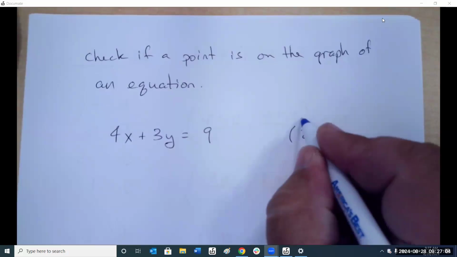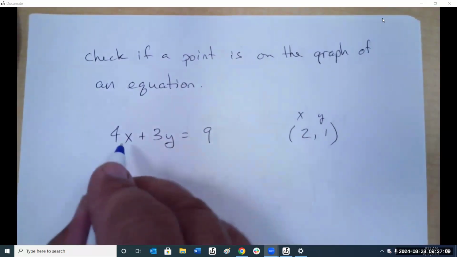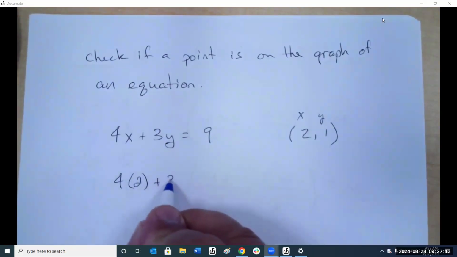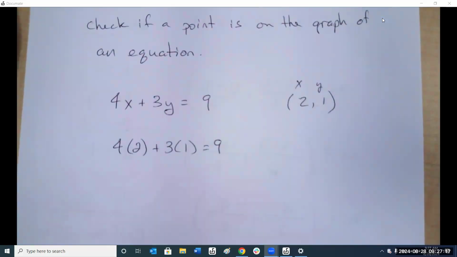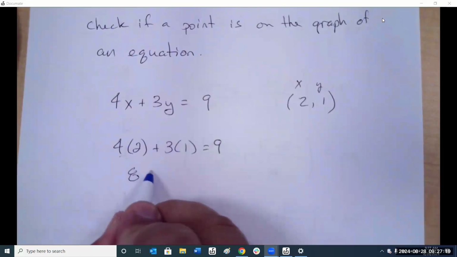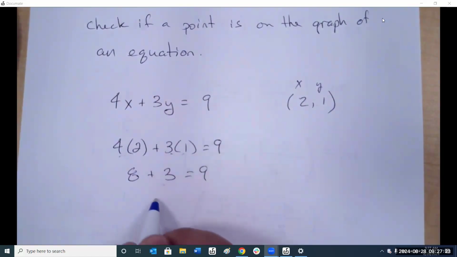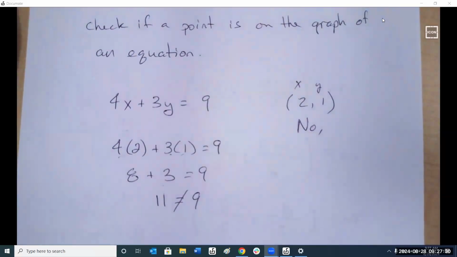We know this is the point. This is the X and this is the Y. Plug them in there. So what's my X value? What's my Y value? 4 times 2 plus 3 times 1. 8 plus 3 is 11. So no, it's not part of that graph. Just plug it in there, see if it works.